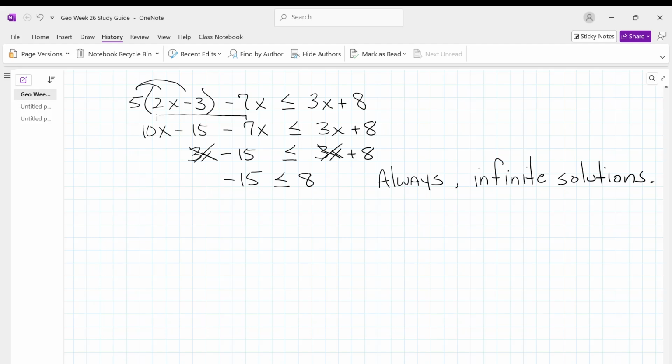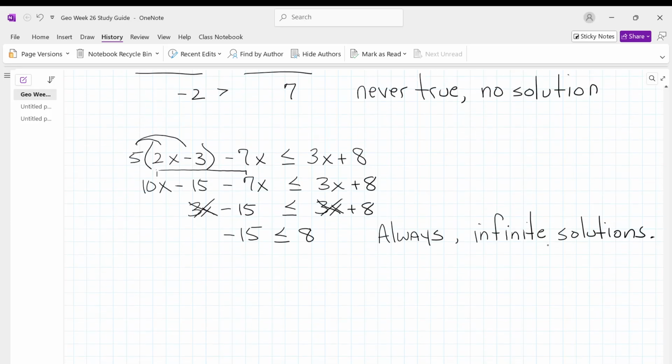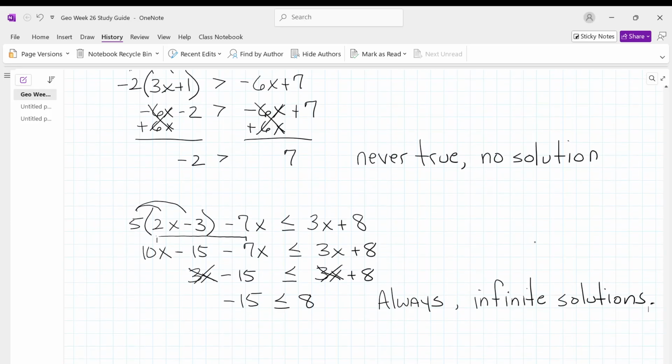Any questions there? You see the difference between always and never? All right, in this case up top, negative 2 is always, or I'm sorry, negative 2 is never greater than 7. So it's just a never true. And negative 15 is always less than or equal to 8. So always true, infinite solutions.